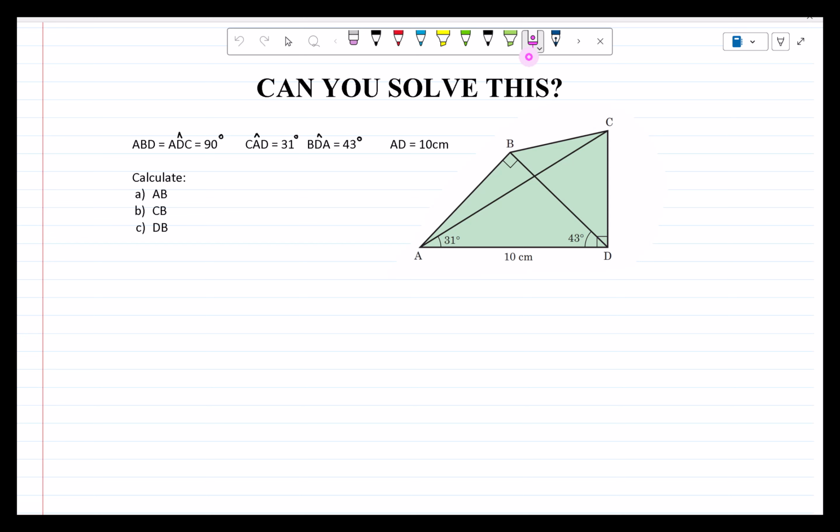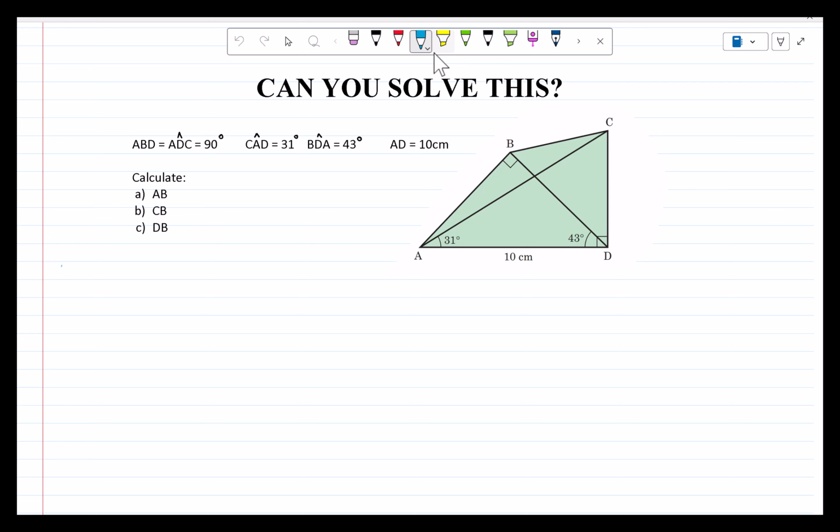So the best way to deal with these diagrams is to break down the triangles. We can see that we have got triangle ABD. That is one triangle that we can work with. And then we also have ADC, which is another triangle that we can work with. So I'm going to do that, and I'm going to redraw the triangle that I'll be focusing on so that we are sure of what we're doing.